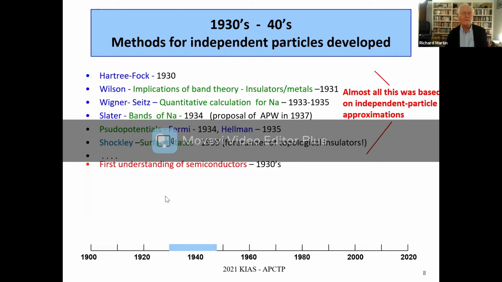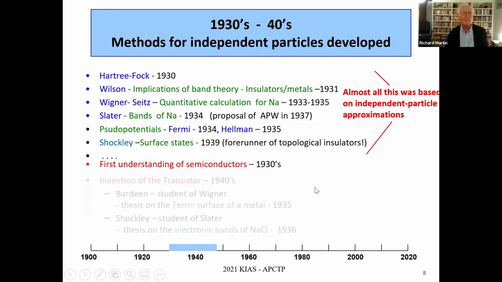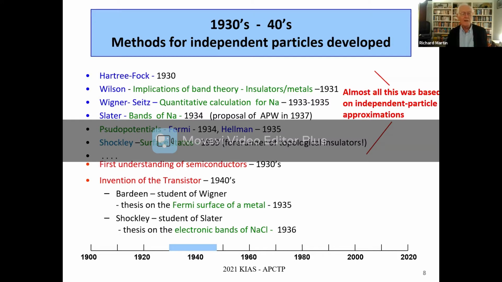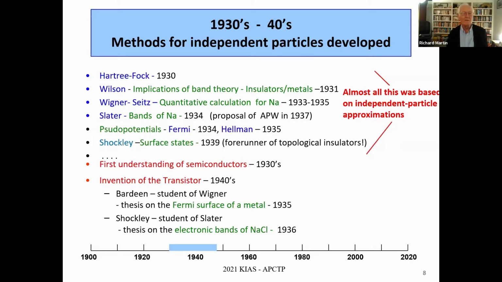So an important part was the first understanding of semiconductors. And it's a nice story that two of the three inventors of the transistor in the 1940s were John Bardeen and Bill Shockley, who were both people from our field. Bardeen was a student of Wigner, and his thesis was on the Fermi surface of a metal. Shockley, a student of Slater, wrote on the electronic bands of sodium chloride.